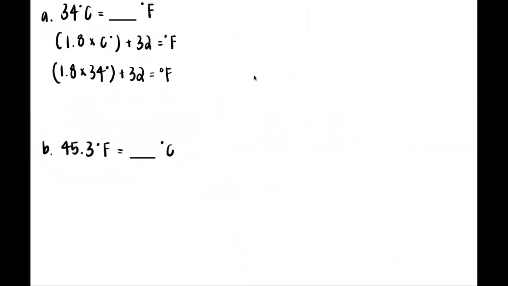Okay. Well, again, order of operations, I first have to figure out the parenthesis. So in this case, that means I have to find the product of 34 times 1.8. And this would be then, we can drop the parenthesis, 61.2 plus 32.